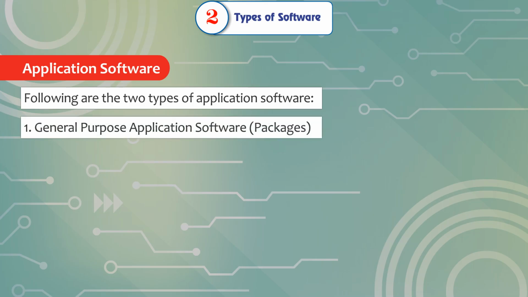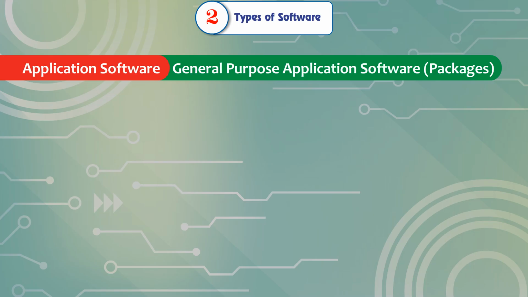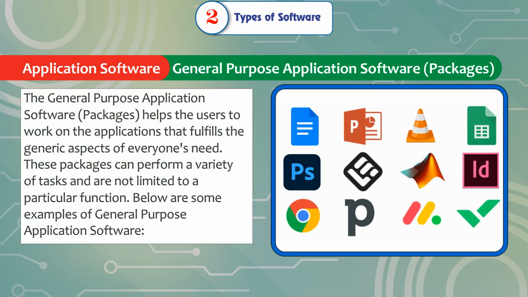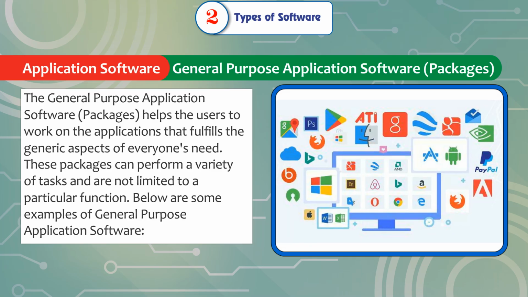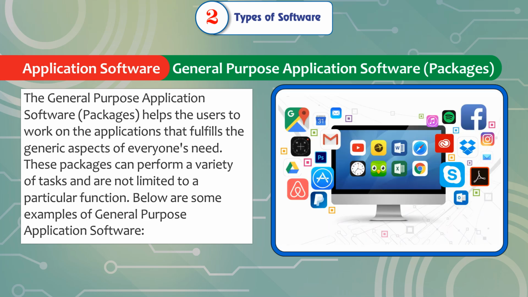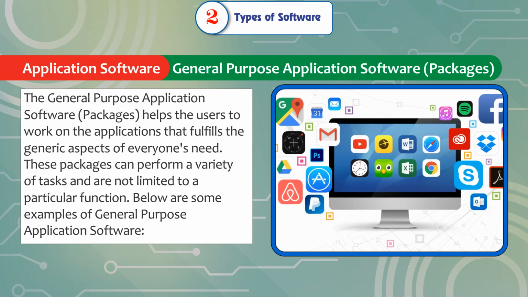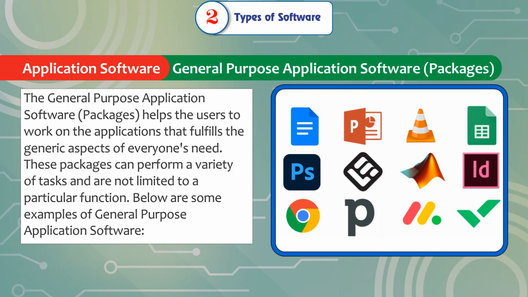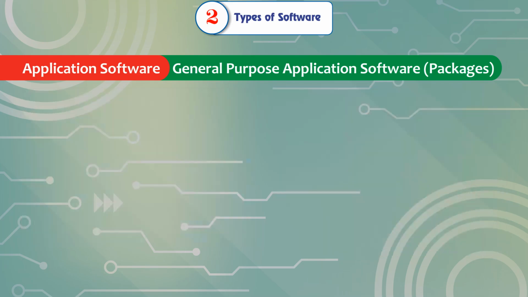Following are the two types of application software. 1. General-purpose application software. Packages. 2. Special-purpose application software. Customized software. General-purpose application software packages help users work on applications that fulfill the generic aspects of everyone's needs. These packages can perform a variety of tasks and are not limited to a particular function. Below are some examples of general-purpose application software.